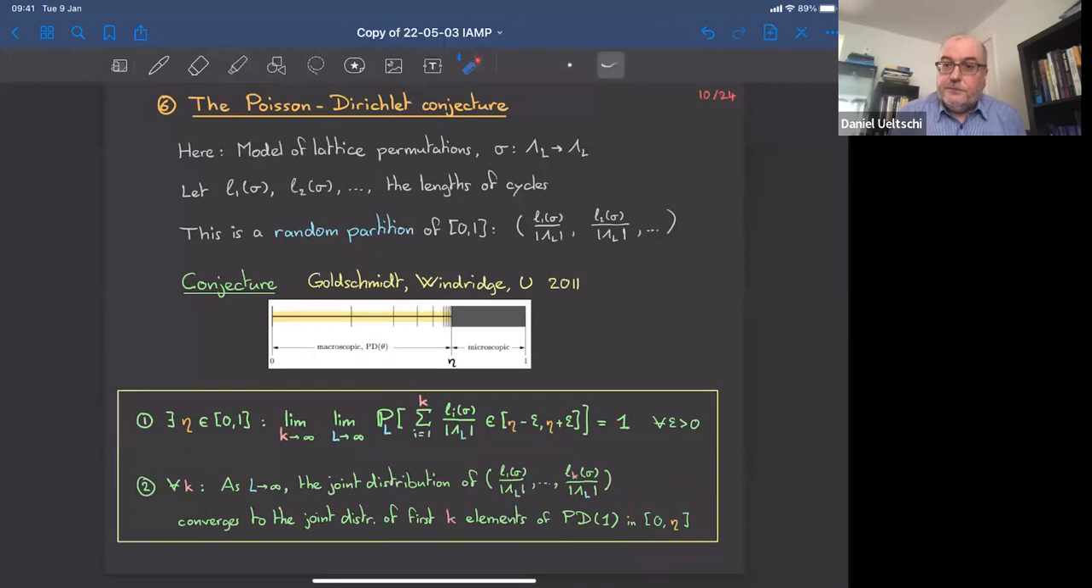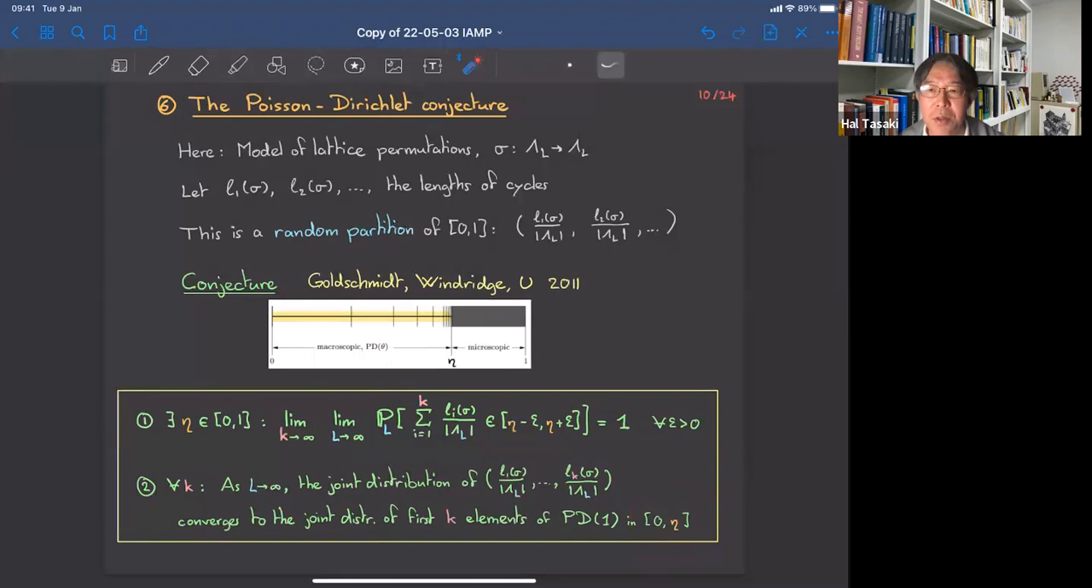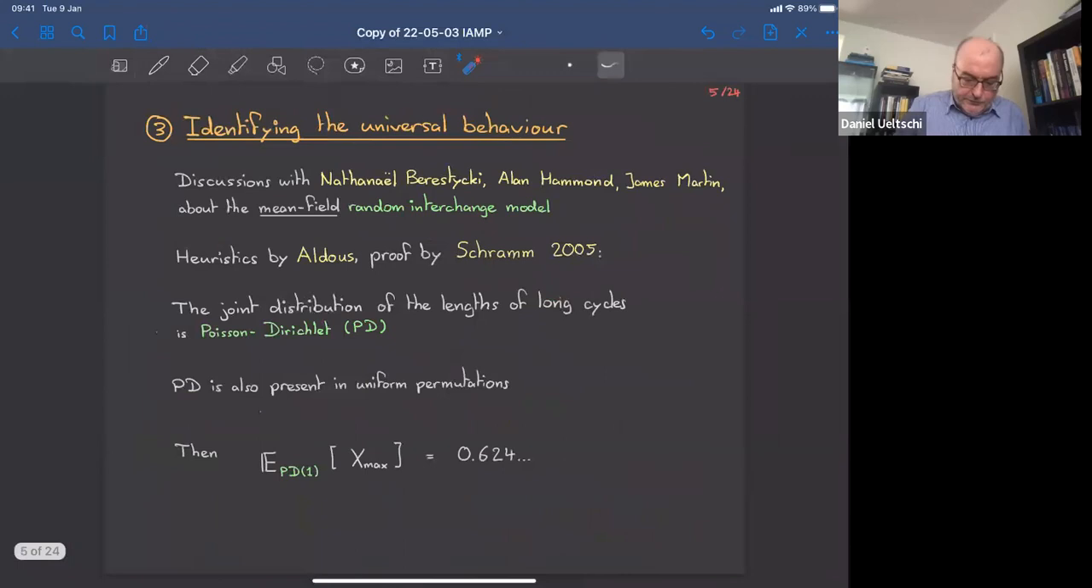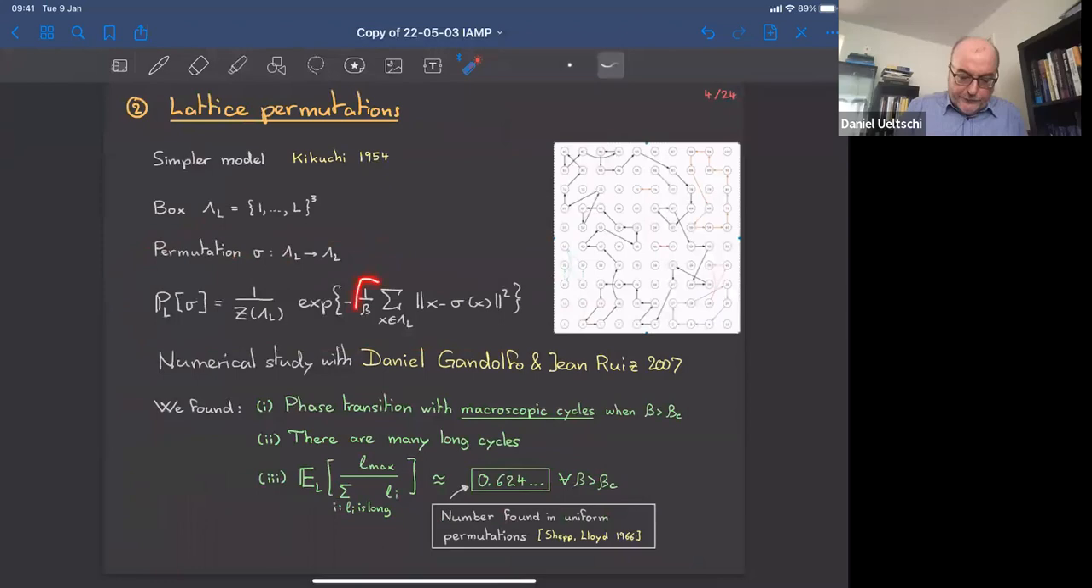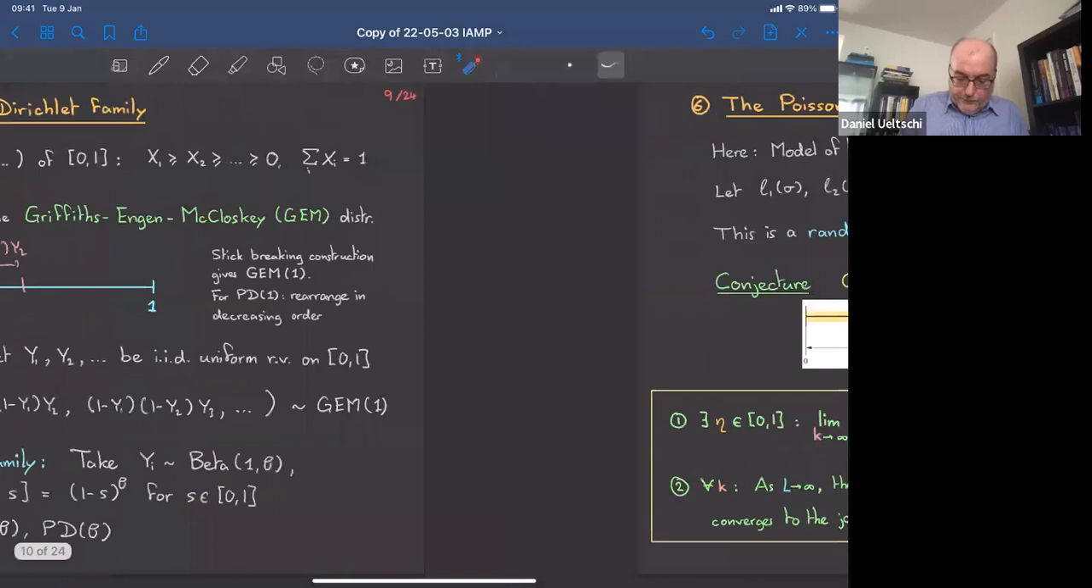Excuse me, how do you sample sigma in this situation? Sigma is a random permutation. Yes, how do you sample this sigma? Using the distribution, but for lattice permutations. It has beta. So beta, everything depends on beta. That's actually a very good question.